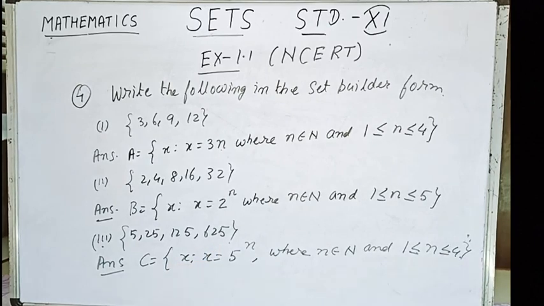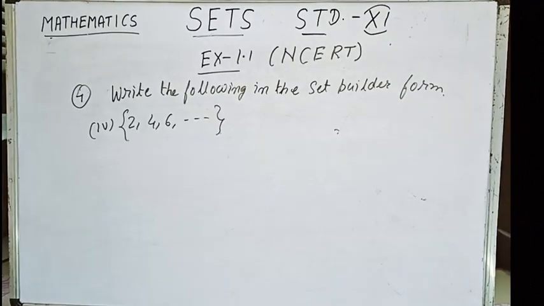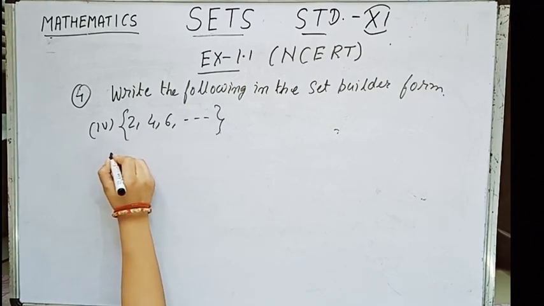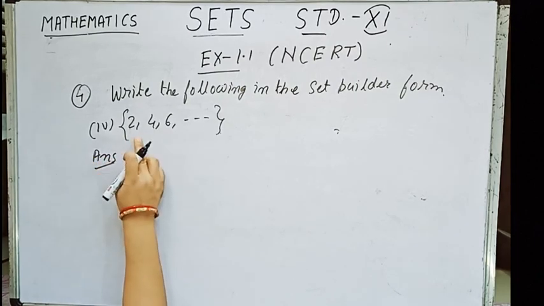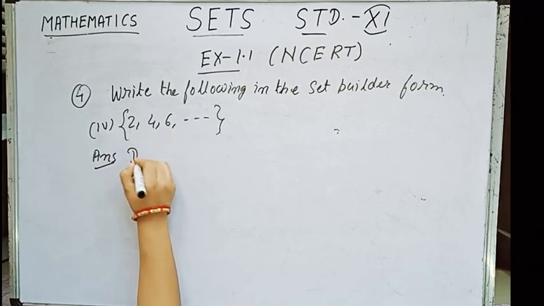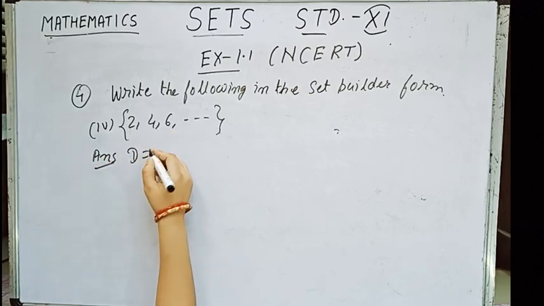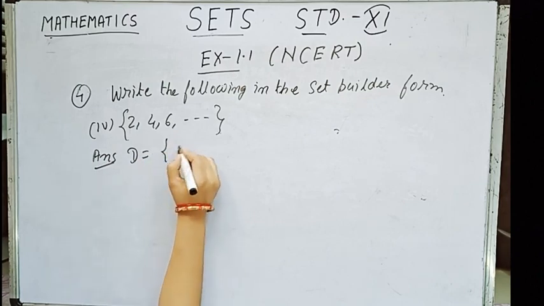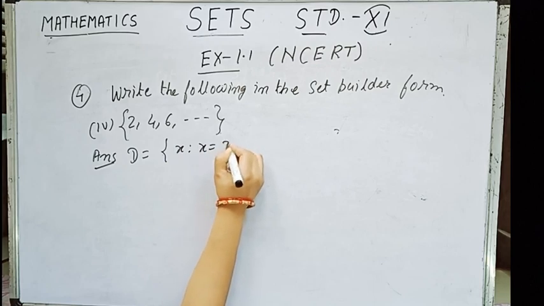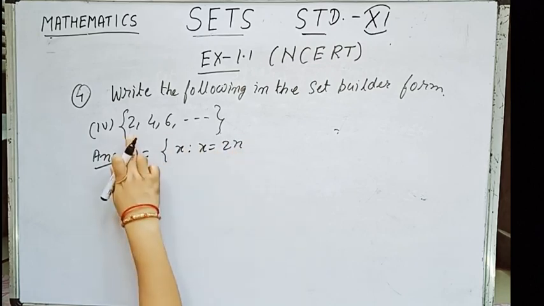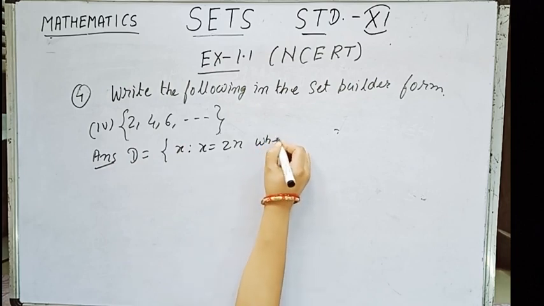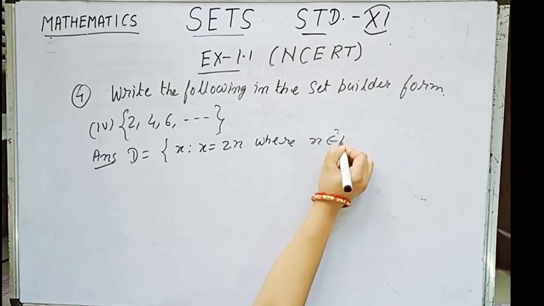Subpart number 4 is 2, 4, 6 and so on. So let us write this as, you can see 2 times 1, 2 times 2, 2 times 3. So we can write this as, ABC names we have given, so I am writing over here D. It's your wish what name you are giving. So D equals {x such that x equals twice n}. Twice n: 2 times 1, 2 times 2, 2 times 3. And n is 1 to infinity, where n belongs to capital N.